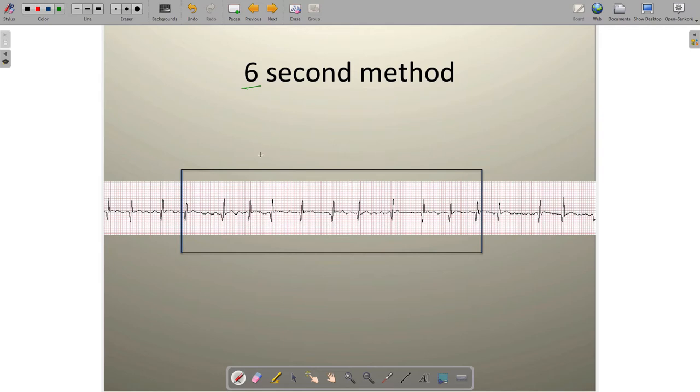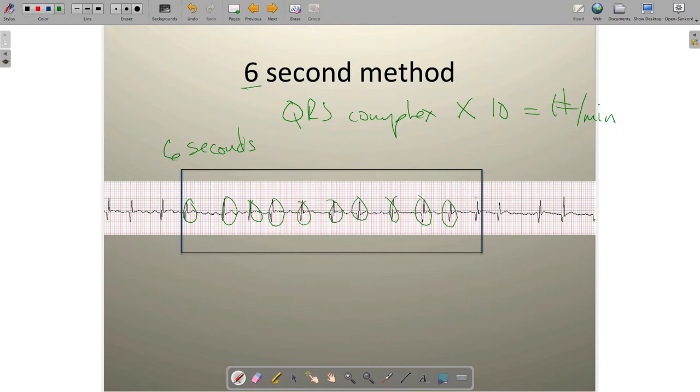And essentially what this does, all these black rectangles represent 6 seconds worth of time, since there aren't any hash marks because I crop these pictures out. So anytime you see a box like this, assume that it's 6 seconds unless I mark it otherwise. So the 6-second method says that you're going to count the number of QRS complexes that occur in a 6-second period of time, and then you multiply it by 10 to get the number per minute. All right, so in this case, we would count 1, 2, 3, 4, 5, 6, 7, 8, 9, 10, 11 QRS complexes. So 11 times 10 equals 110 per minute.